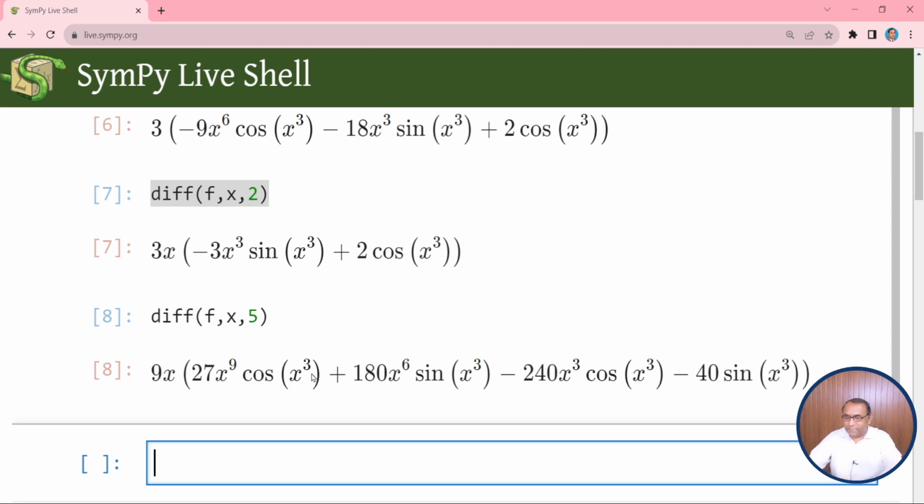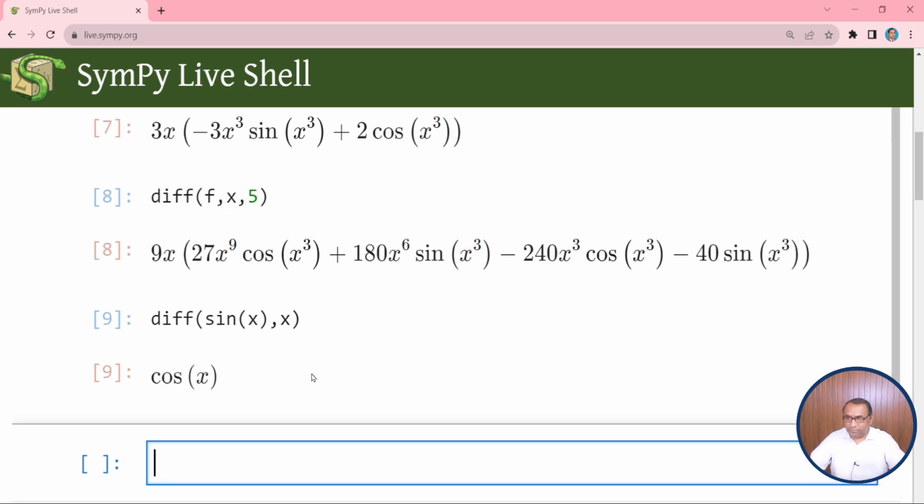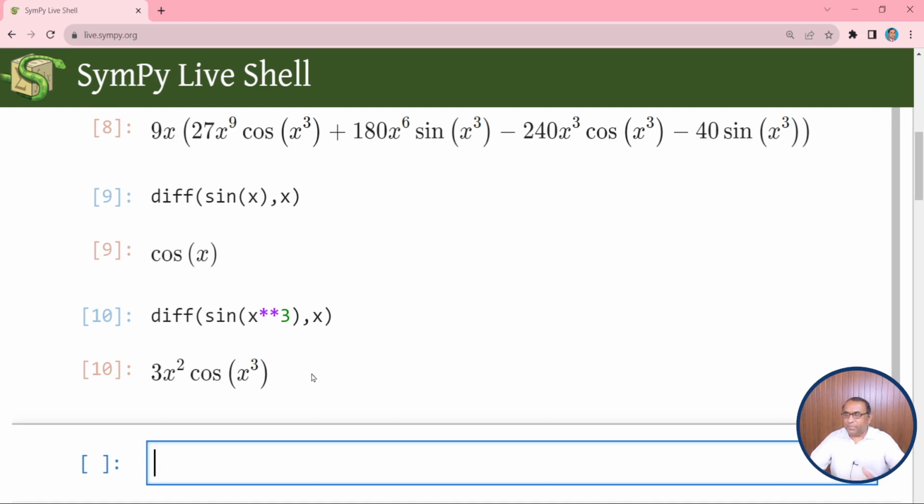Also, you can directly use the function in this way. Diff, here I have sine x. I am using sine x here, and then comma x. So this will also return the derivative of the function. So there are two different ways to use the function for derivative. If you have x cube here and then enter, in this way you can find the derivative of any function.